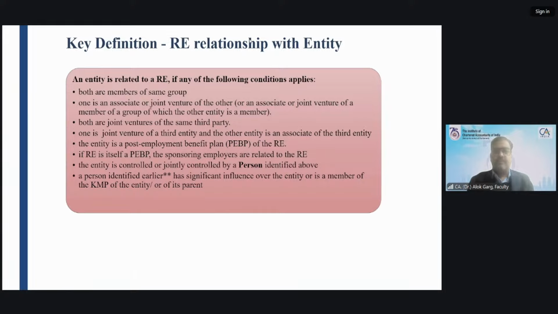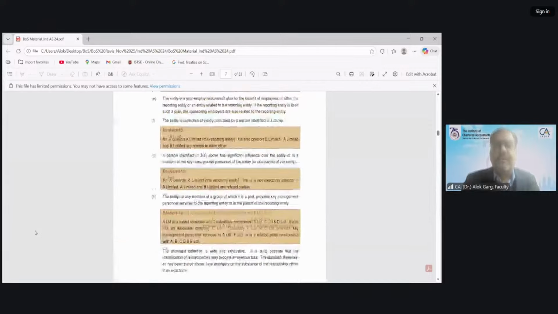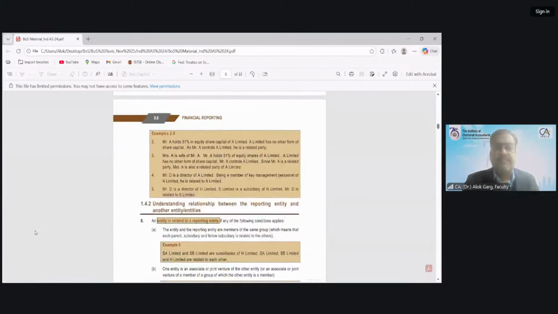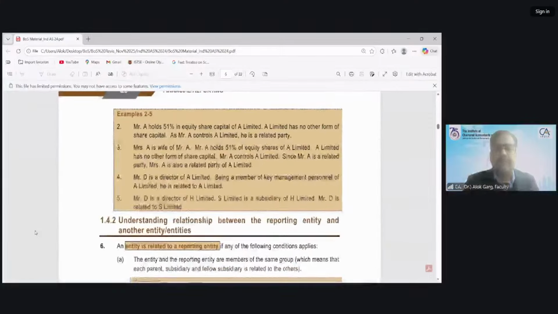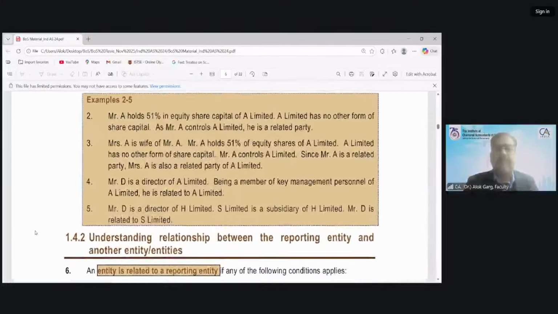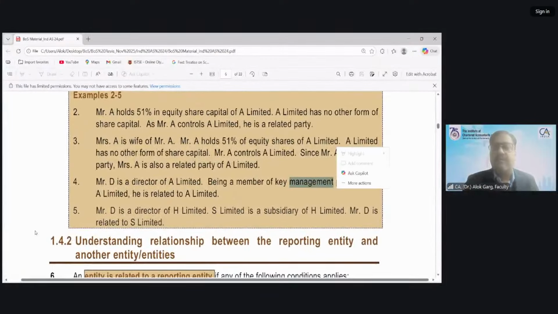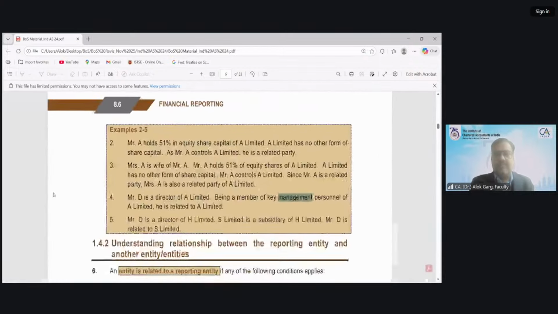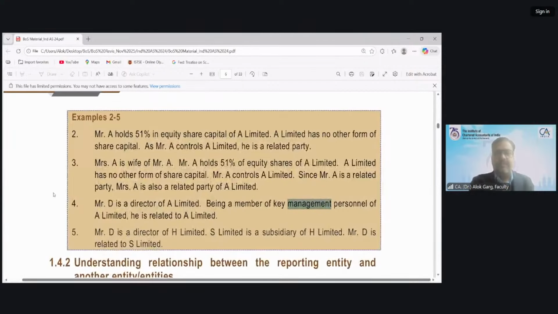Okay. So let's discuss some examples of related party, examples of person. Is it visible? I hope the study material is very much visible. Yes, sir, visible, sir. Study material is visible. Perfect.